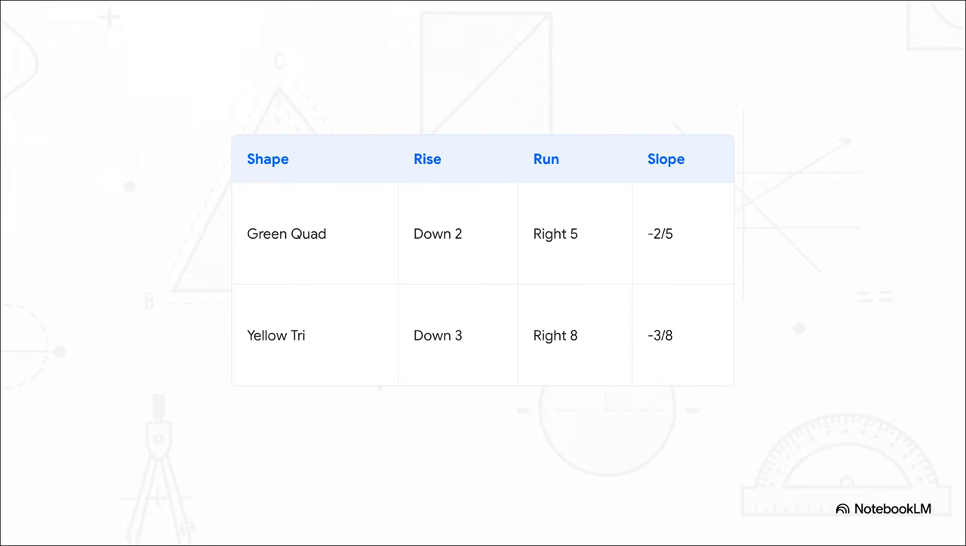Let's look at the green quadrilateral piece first. To get from one point to the next on its top edge, we move down 2 units and to the right 5 units. That's a slope of -2/5 or -0.400. Now look at the yellow triangle piece right next to it. Its top edge moves down 3 units and to the right 8 units. That's a slope of -3/8 or exactly -0.375.